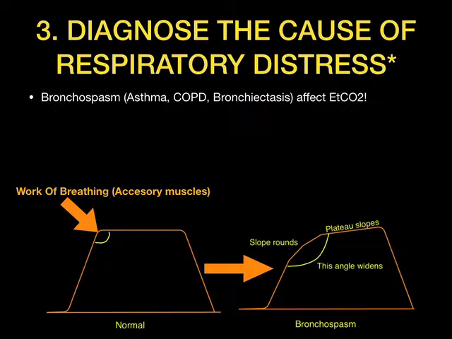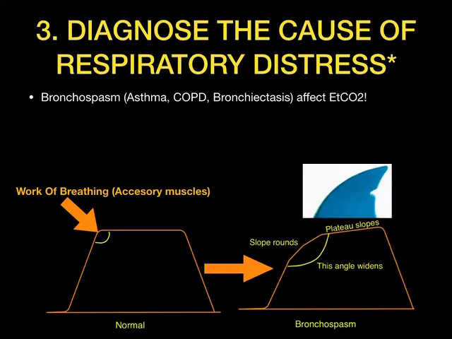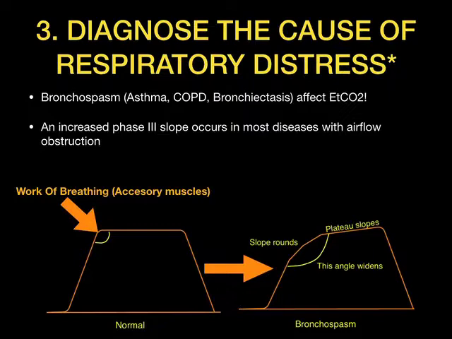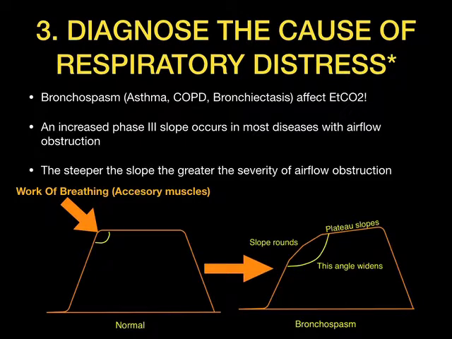What happens then? We get this rounded slope. Additionally, we have an upswing of our plateau. We call this the shark fin pattern of bronchospasm. An increase of this phase 3 slope occurs in a lot of diseases with airflow obstruction. The steeper the slope, the greater the severity of airflow obstruction, and those correlate, and we can see how severe the disease is.